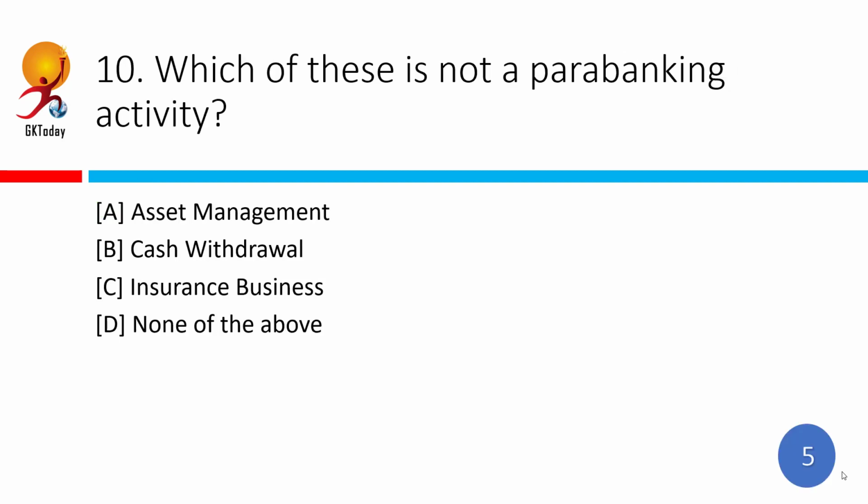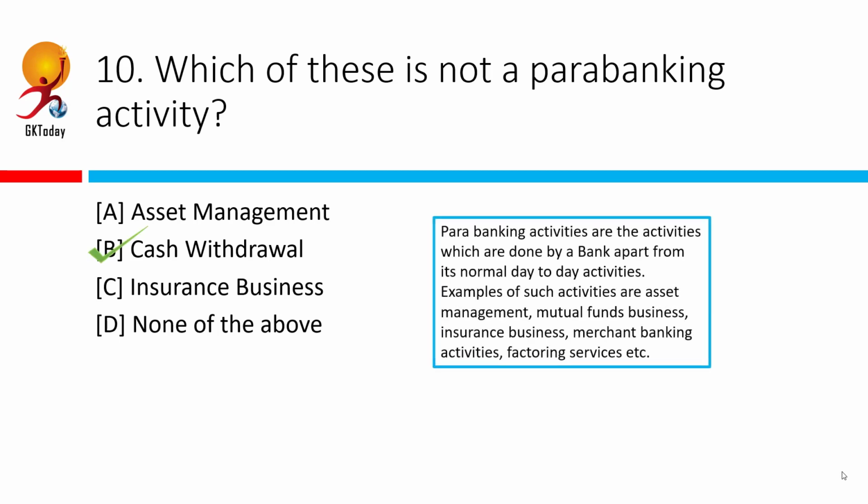Which of these is not a parabanking activity? Correct answer is cash withdrawal, which is a banking activity. Parabanking activities are those activities which do not come under the traditional banking activities. Examples can be asset management, mutual funds, insurance, merchant banking, factoring services, venture capital, card business, equity participation in venture funds, and leasing. The RBI has permitted banks to undertake these activities under the guidelines issued by it from time to time.